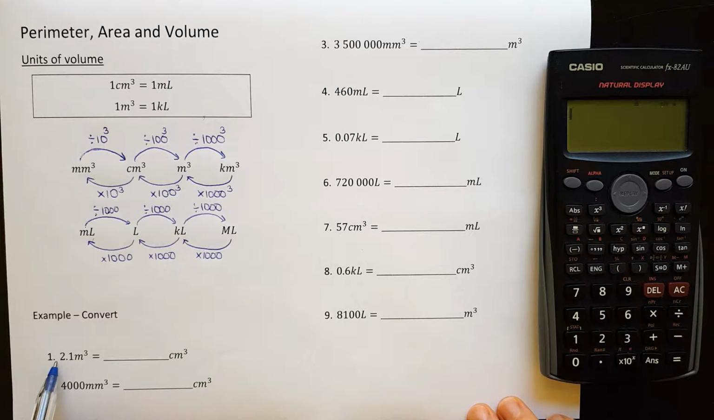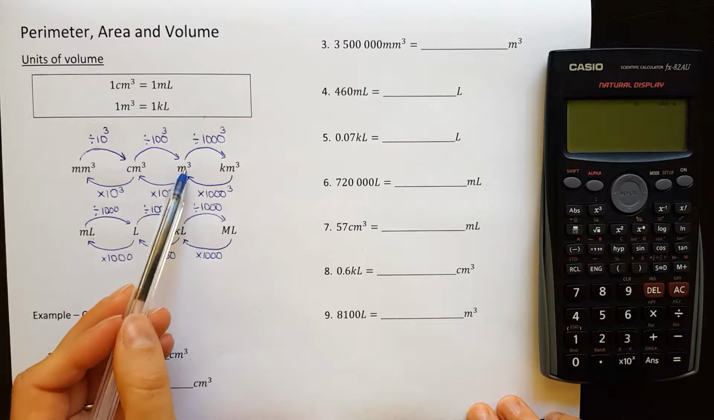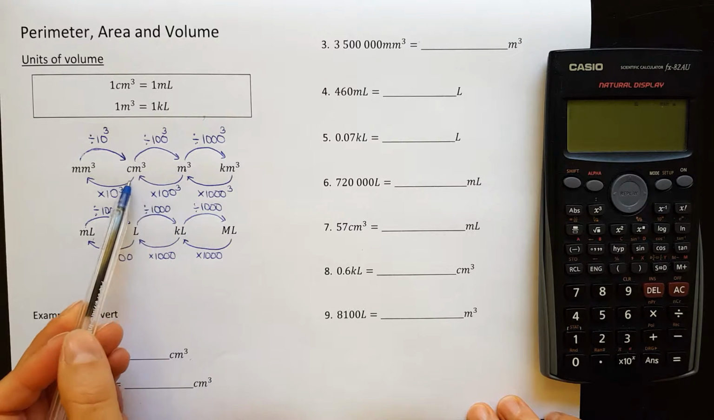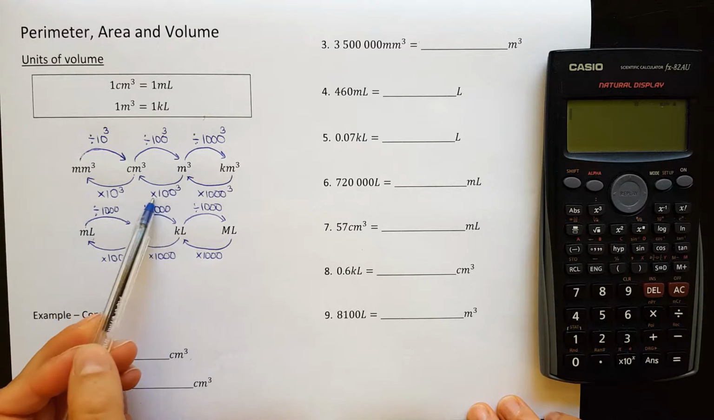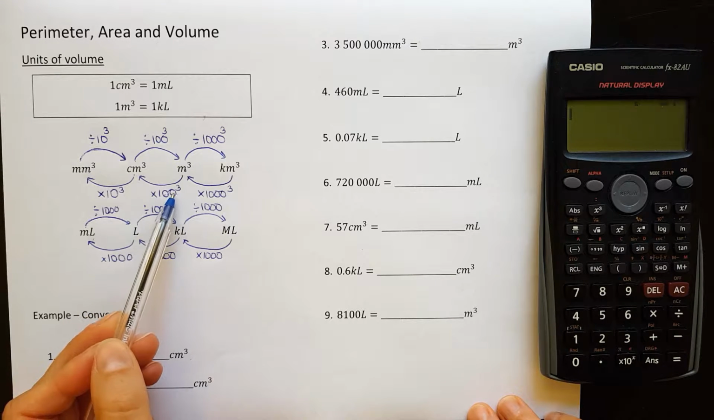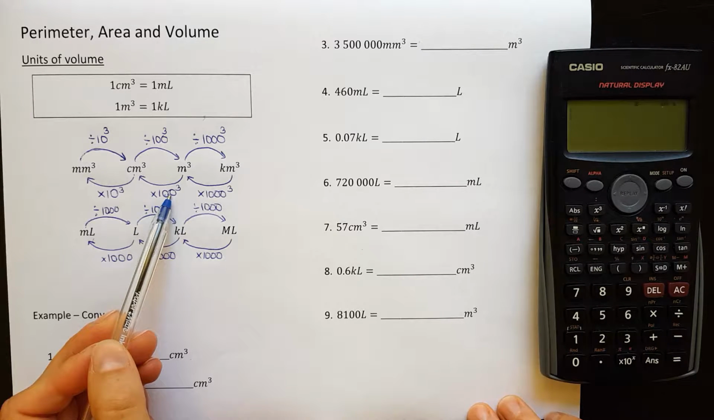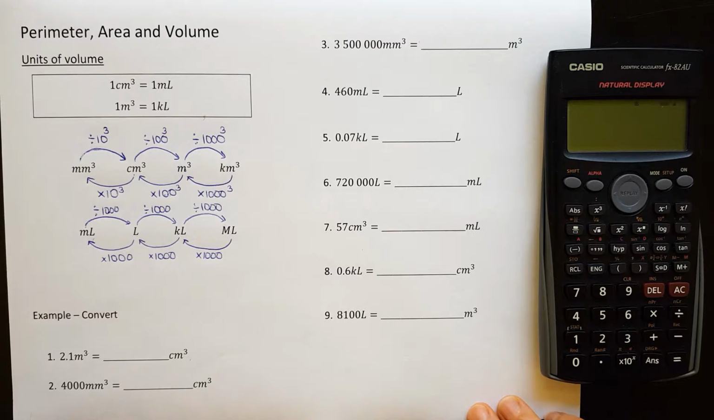Okay, so let me show you how to convert between these measurements. So first of all, we want to convert 2.1 meters cubed to centimeters cubed. So that's just using this diagram here, meters cubed, follow the arrow to centimeters cubed. We want to times by 100 cubed. Now, remember the cubed means we want to do 3 times the number of zeros. So that's going to make 2 times 3, which is 6 zeros that we're multiplying by. 6 jumps making the number bigger.